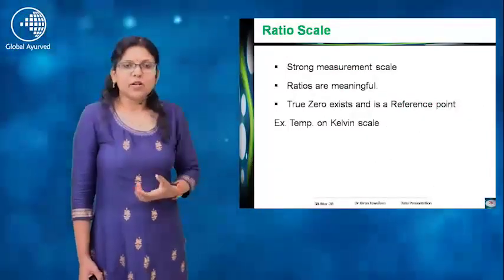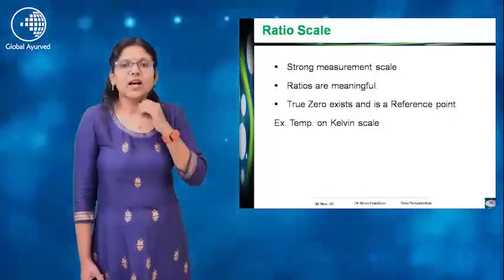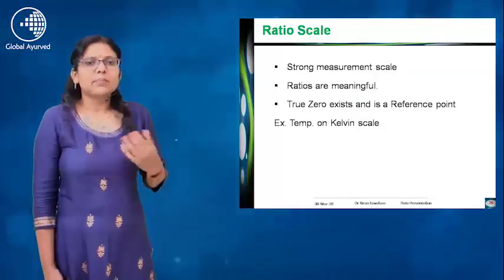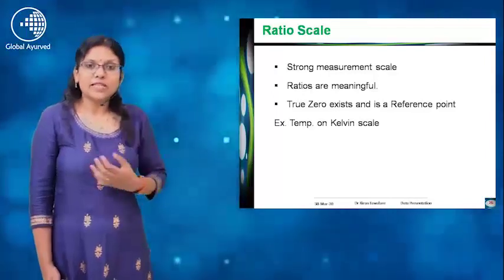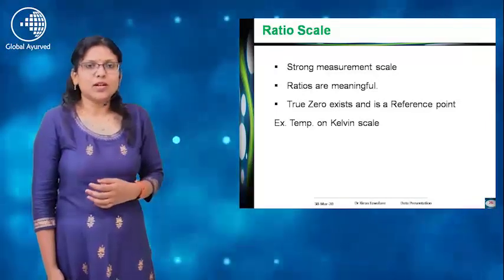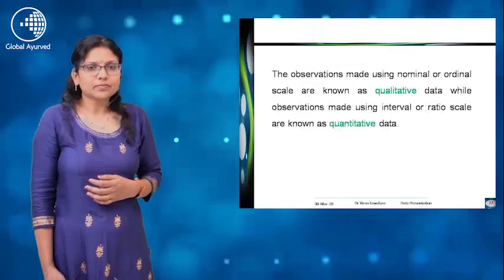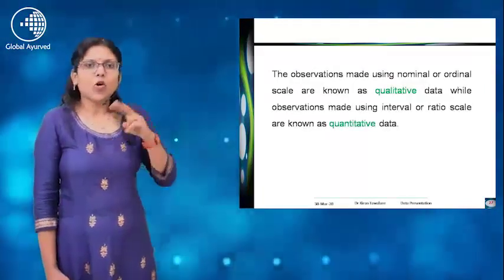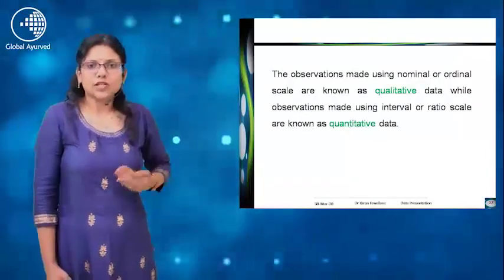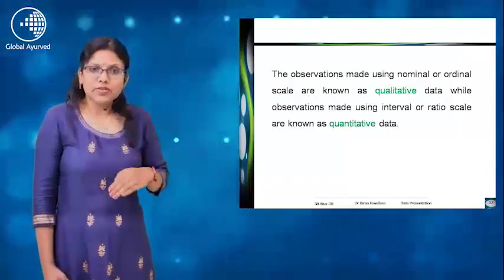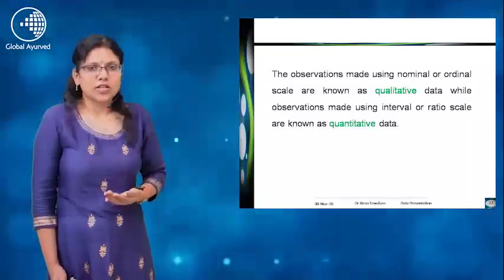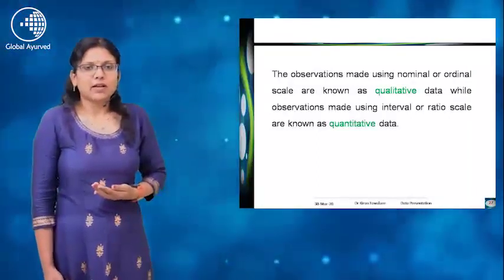Ratios are meaningful, true zero exists and it is the reference point. The best example of the ratio scale is the temperature on the Kelvin scale. The observations made using the nominal or ordinal scale are known as the qualitative type of data, and the observations made using the interval scale and the ratio scale are known as the quantitative type of data.